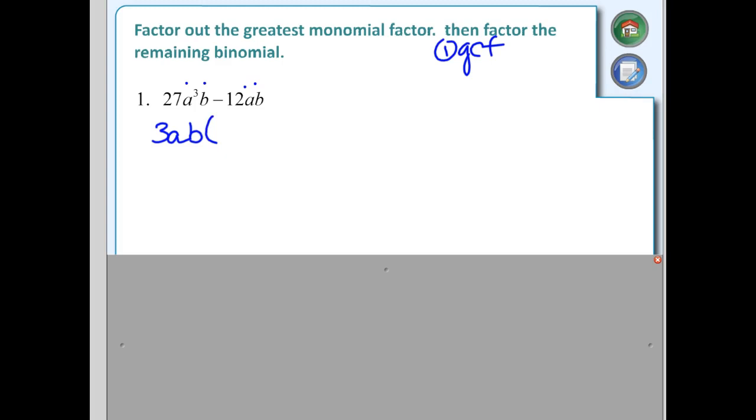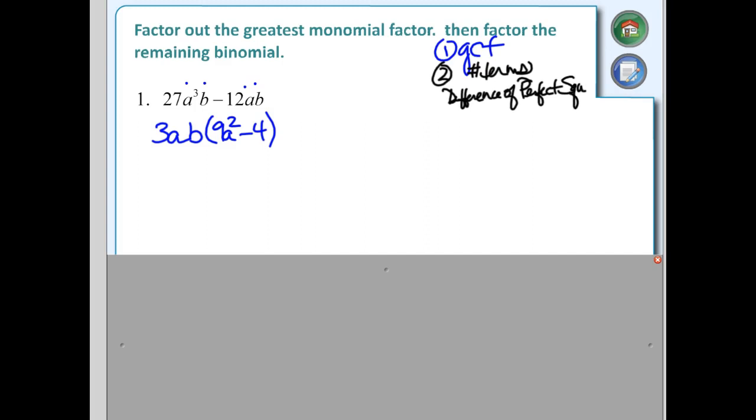And then what's left? My factors that remain, well, we've got 27 divided by 3, which is 9. A cubed divided by a, which is a squared. And the b's would cancel. And then if I look at the second term, we've got 12 divided by 3, which is 4, and then the letters cancel. Okay, so we took out our GCF, and then the second thing I'm going to look at is my number of terms. And we have 2 terms, so we're going to check to see if it's difference of perfect squares.